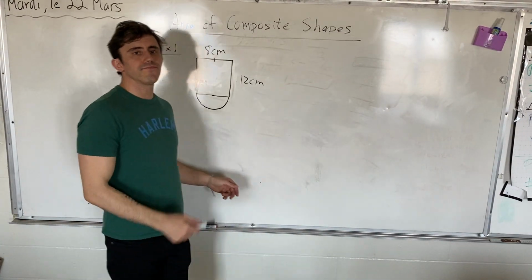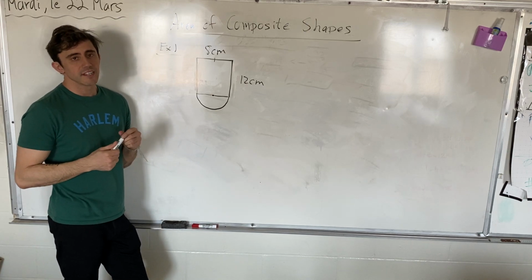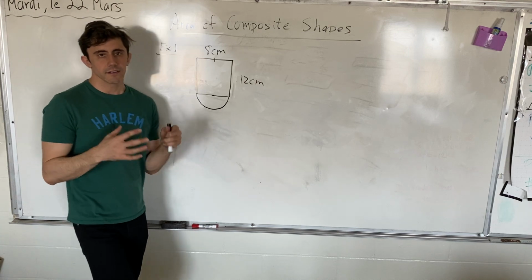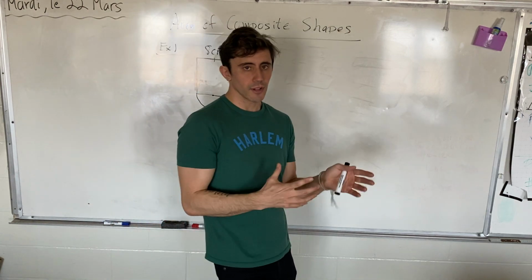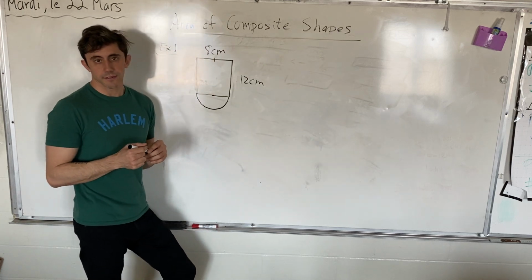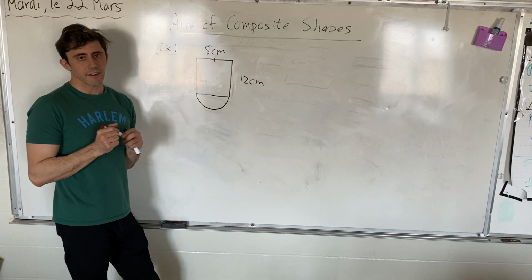Good afternoon, everyone. Today we're going to be looking at the area of composite shapes. So this is the grade 7 curriculum. We just finished covering the area of circles, rectangles, parallelograms, triangles, all separately. So now we're going to try to put things all together, okay? So here is the shape that we're going to be calculating the area for today.